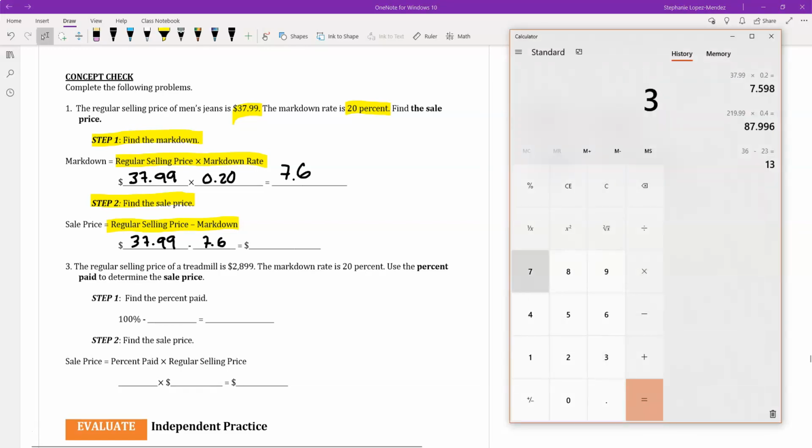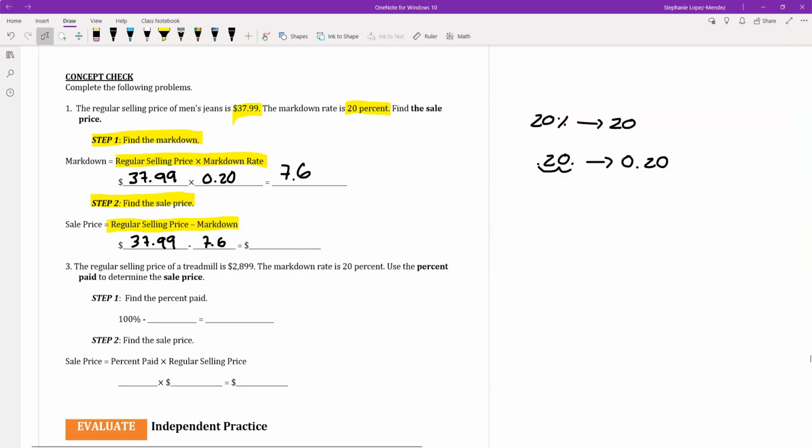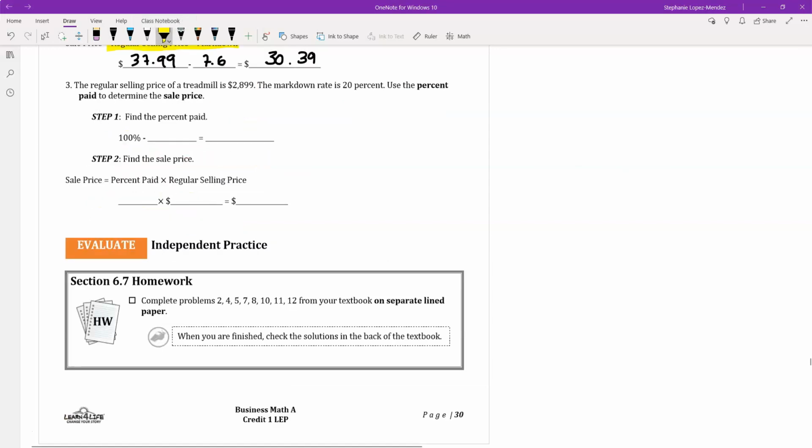So 37.99 minus 7.6 equals $30.39. So that is our result. That is our sale price. Now we go to problem number 3.